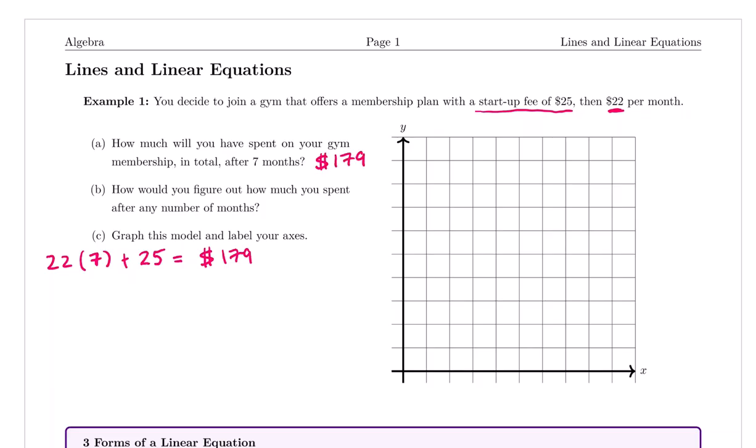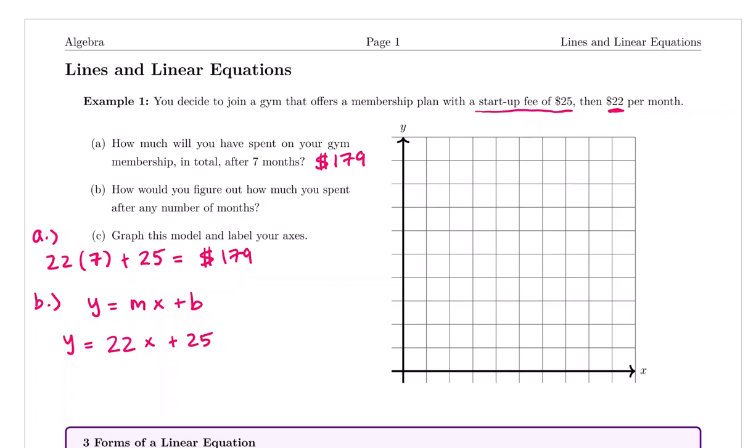Part B says, how would you figure out how much you spent after any number of months? This is where a linear model or a linear equation will come in handy. So for part B, I know that the slope-intercept form for a linear equation is y equals mx plus b. And let's define our variables. Our slope is 22, and then our b value is 25.